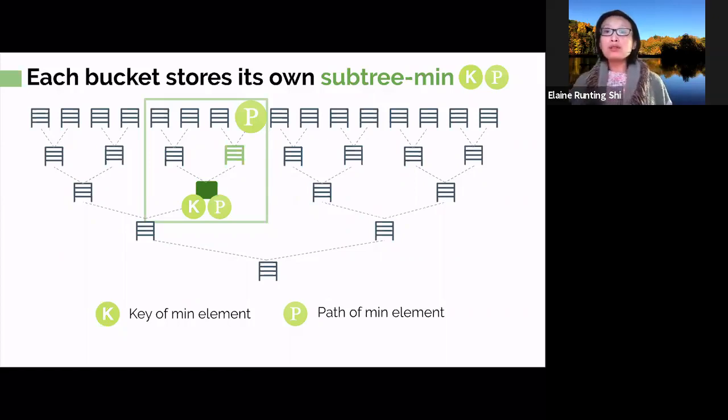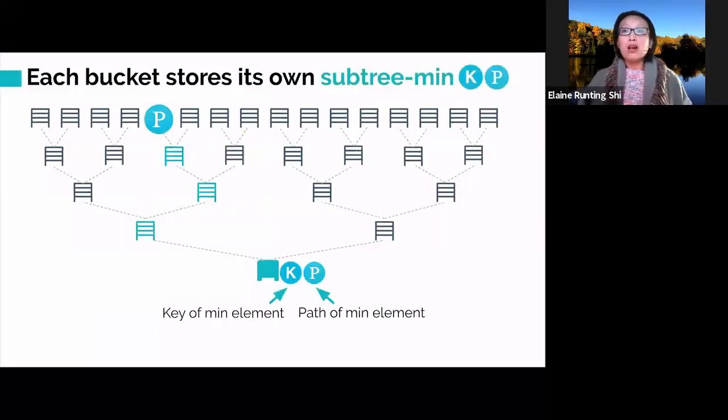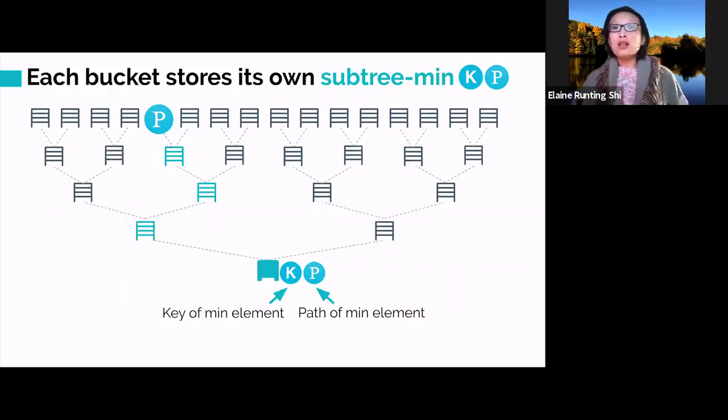So in this example, the solid green bucket has a subtree min label that is a pair, the green K and the green P. It tells us that the minimum element in the green subtree is the key K, and it's somewhere on the green path leading to the leaf node denoted by the green P. Of course, the root also has a subtree min label. In this example, the root's subtree min label tells us that the minimum element in the entire tree has the key K, and it's somewhere along the blue path.